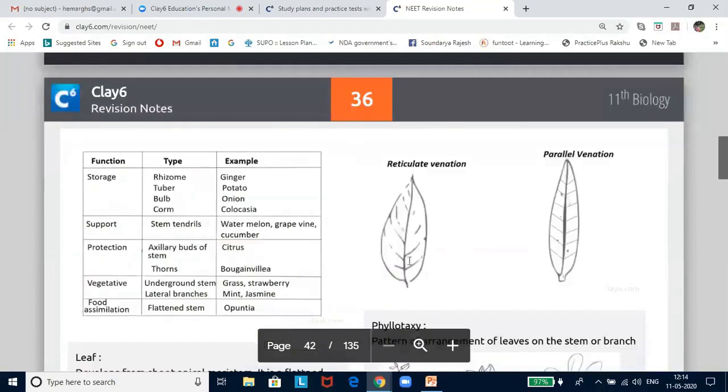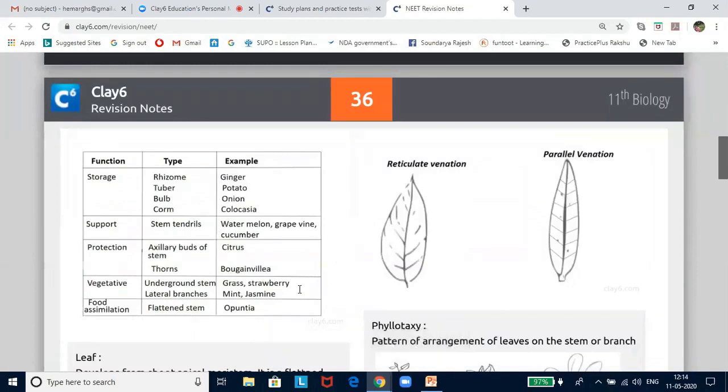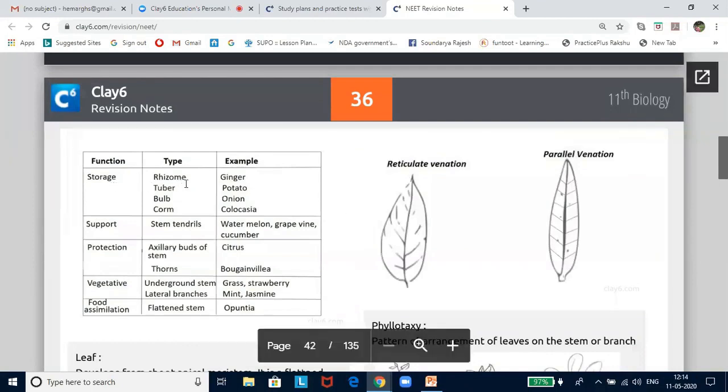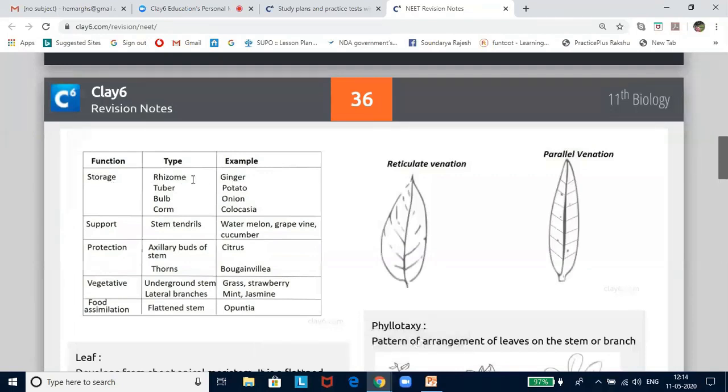Now let us look into this. Here you see, very precisely, the different kinds of modification. You don't have to get into the details of each type. You just make a note of this. This is important, and that is more than sufficient. For storage, ginger is a rhizome. Even turmeric is a rhizome. Potato is a tuber. Onion is a bulb. And colocasia is a corm.